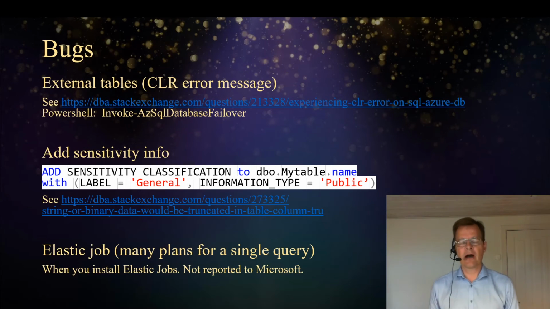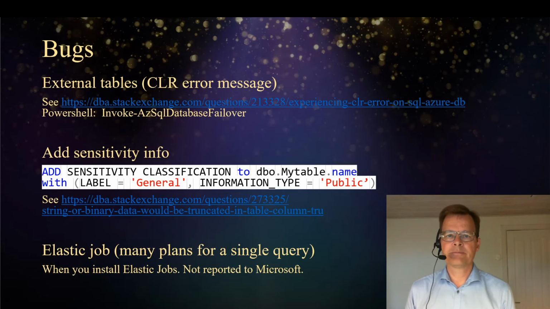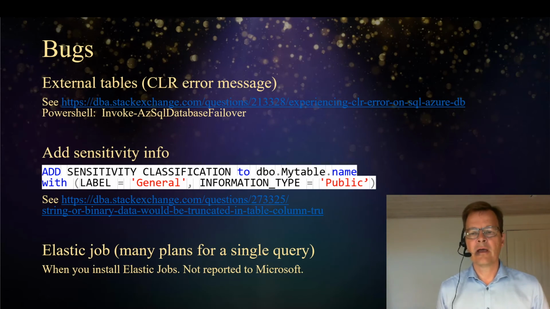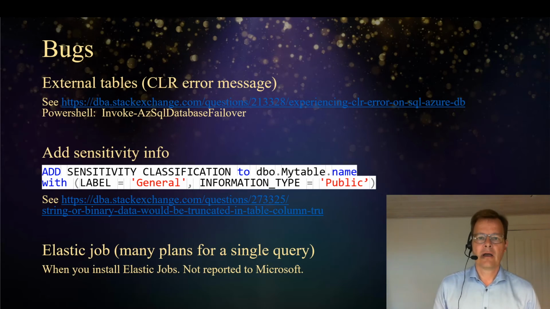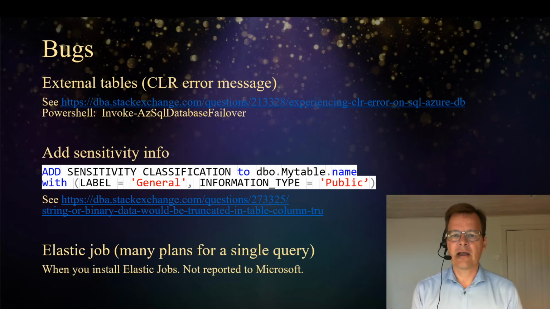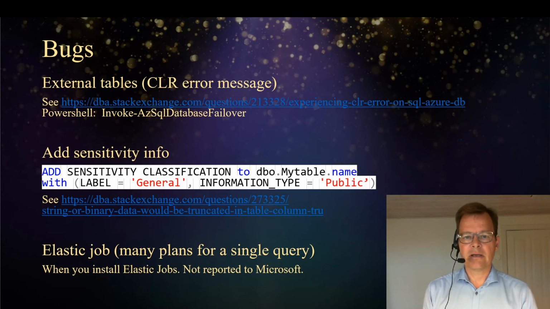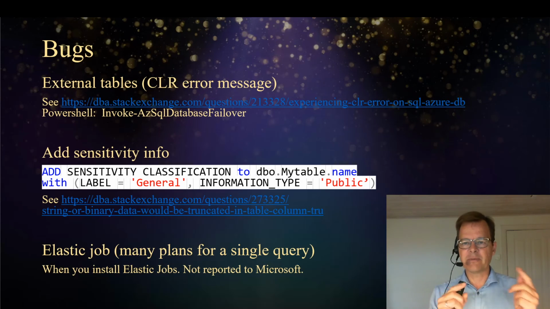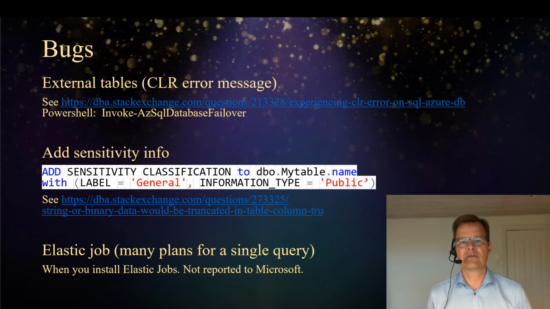Right, lastly, I've encountered a few bugs on the way. External tables gave us a very nasty CLR error message. In the beginning we did not know that it was connected to external tables. It was only Microsoft that told us that this was the case. To get rid of the CLR error message, we upgraded the service from S3 to S4 and then downgraded it immediately again, and that meant the database failed over and started running again. Apparently it was running out of some sort of resources to do with CLR.